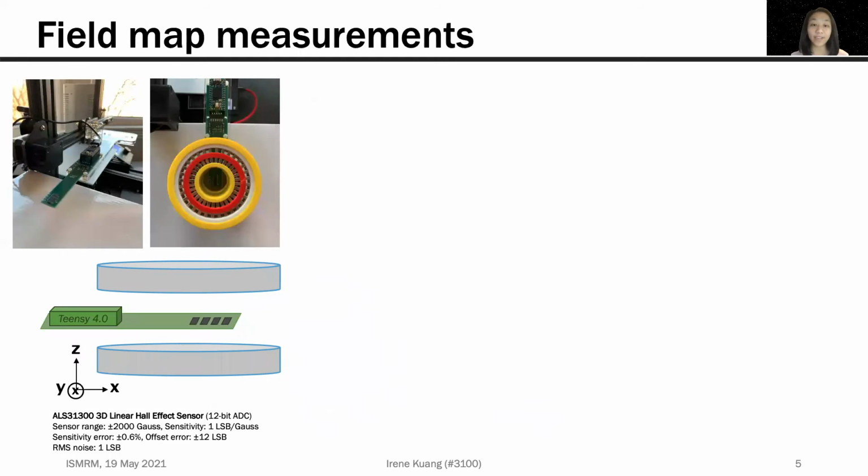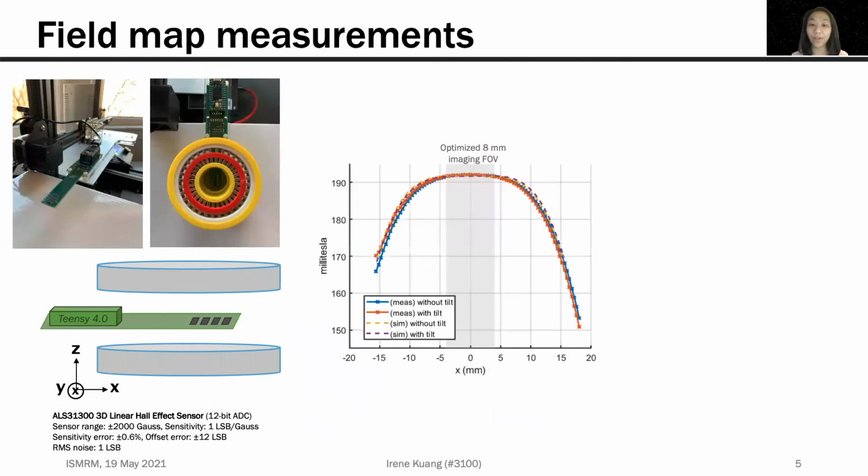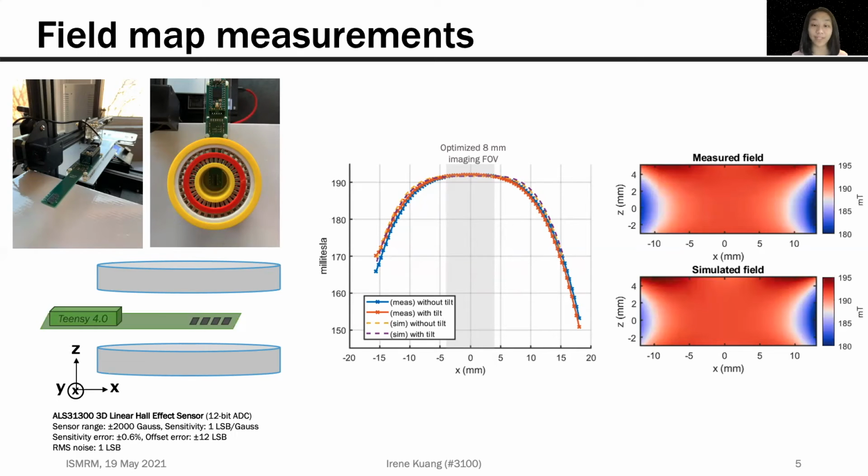We validated these simulations by field mapping using an array of Hall effect sensors attached to a 3D printer. Looking at the field pattern along a diameter at the center slice of the magnet, we obtain matches between simulation and measured data with and without a tilted gradient. The gray shaded region indicates the desired imaging region. For a 2D map showing a slice at x equals 0, the field patterns match quite well between simulation and measurement, particularly in the imaging region.